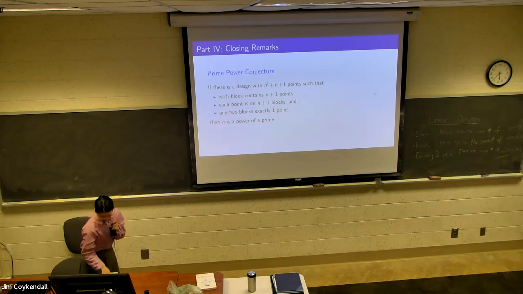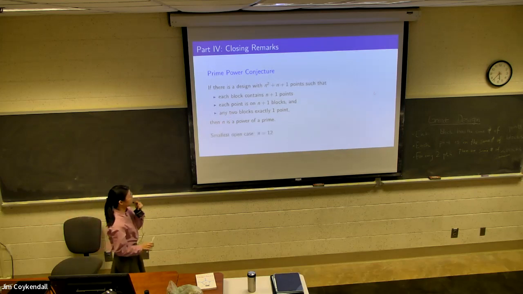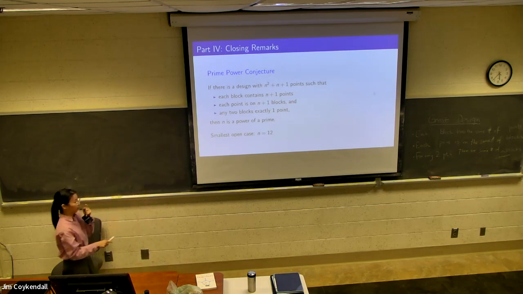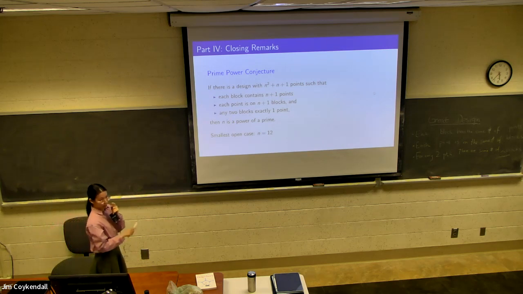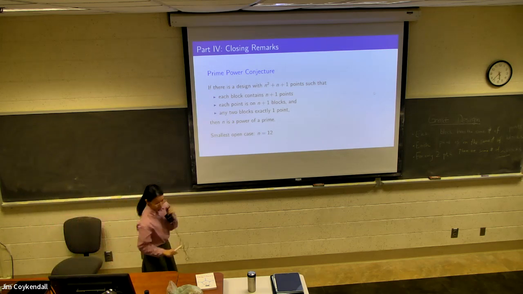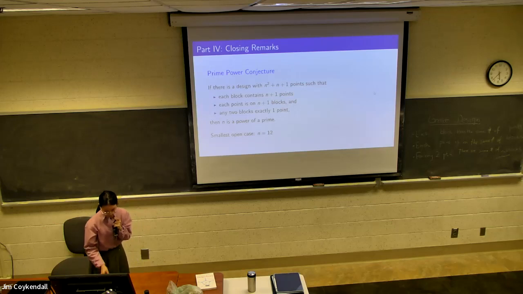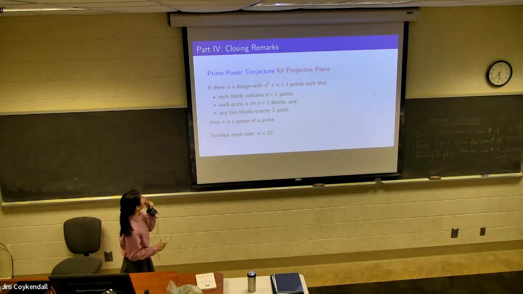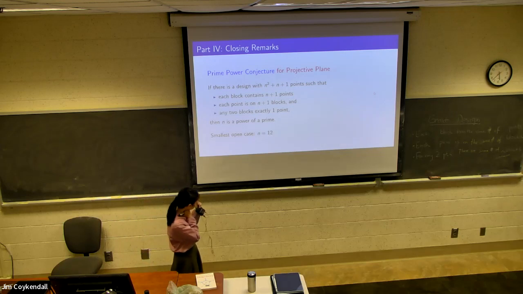has this n that is a power of a prime, and the smallest open case is 12. So that is quite a small one. Well, of course, people try to use computer to solve it, but you can think about that. That involves quite a lot of combinations. And this is called the prime power conjecture for projective plane.